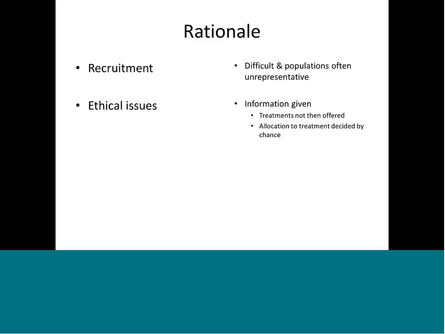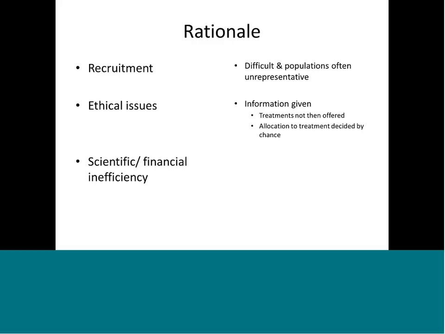And then there are ethical issues. When we are recruiting people to trials, we often give information about treatments that half the people are then not offered if they're randomly selected to the usual care group, and we inform people that their allocation to treatment will be decided by chance. That leads to a whole complex variety of ethical issues, which I'm not going to go into at the moment, but we'll unravel a couple of those later on.